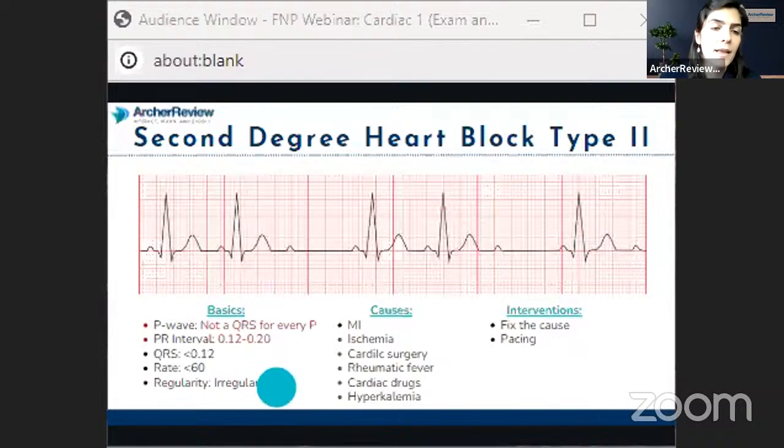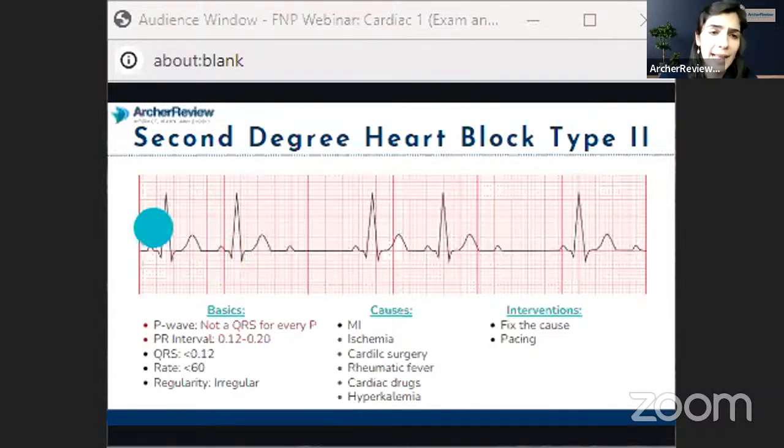But here, the difference between second degree heart block type 1 and 2: you're looking at that P, QRS, P, QRS, P, there's no QRS, there's a drop. So the same thing is happening. It's going to be a dropped QRS. So there's not a QRS for every P wave. But look at the PR interval. The PR interval is not elongating, right? The PR interval is just kind of marching along at the same length. There's no elongation of the PR interval. So that's the difference between type 1 and type 2.